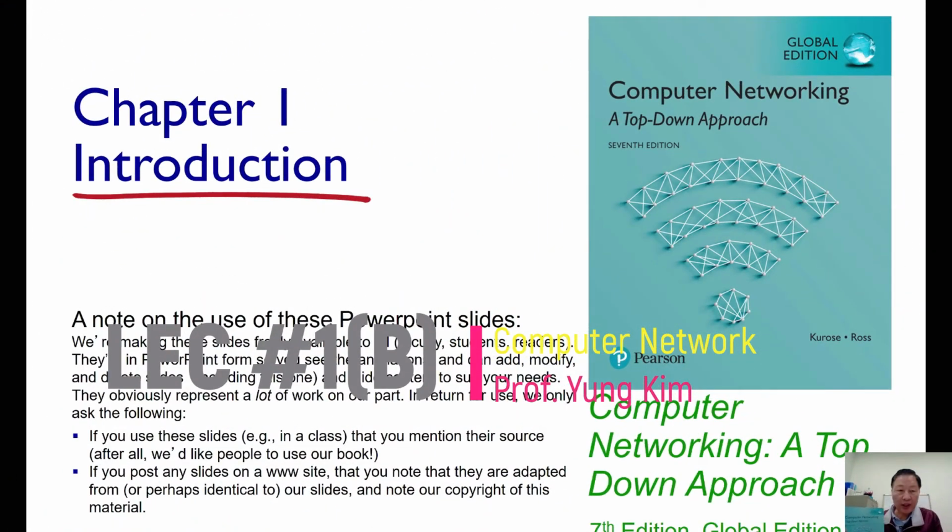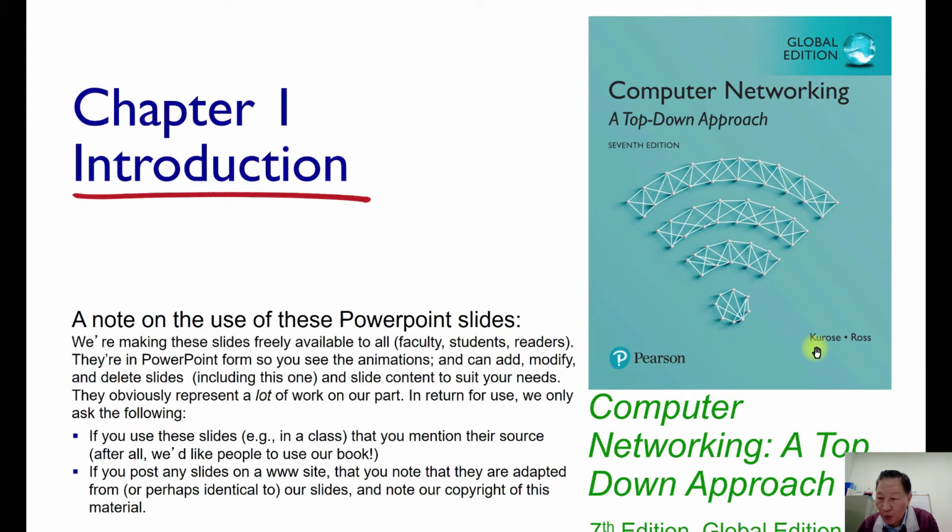We'll start chapter number 1. Actually, there are 9 chapters in this book, and in a single semester, 6 chapters will be enough. Thus, we'll start with the introduction, chapter number 1. This is Computer Networking: A Top-Down Approach, 7th edition, published by Pearson, and the authors are Kurose and Ross.